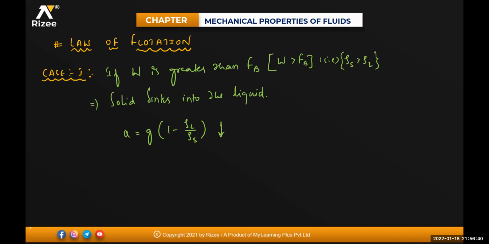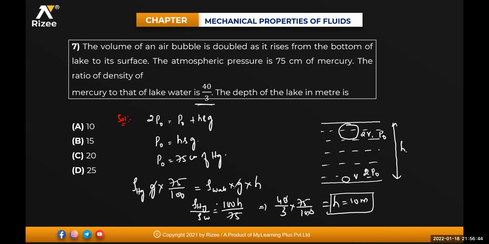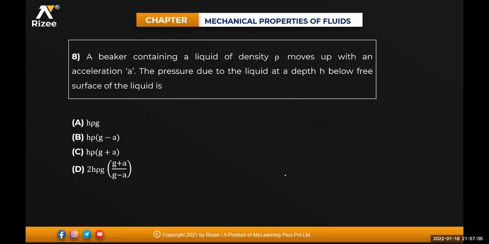Okay, beta? How I got this one, beta? From this relation: W dash is equal to M into A dash, and W is equal to M into G. M gets cancelled. So A dash is nothing but equal to G into 1 minus density of your liquid divided by density of solid. You take W dash as M into A and W as M into G, you get this answer, right?